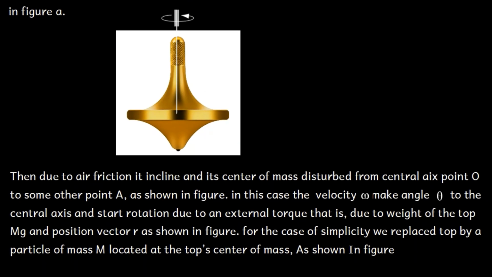Then due to air friction it inclines and its center of mass is disturbed from the central axis point O to some other point A, as shown in the figure. In this case the velocity omega makes an angle theta to the central axis and starts rotation due to an external torque, that is due to the weight of the top, mg, and position vector r as shown in the figure. For simplicity, we replace the top by a particle of mass capital M located at the top's center of mass as shown in the figure.